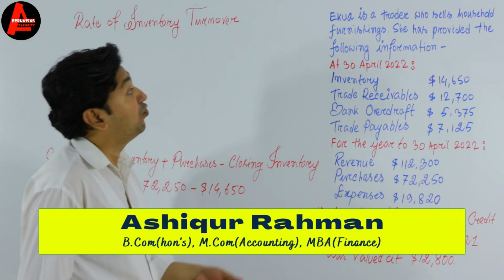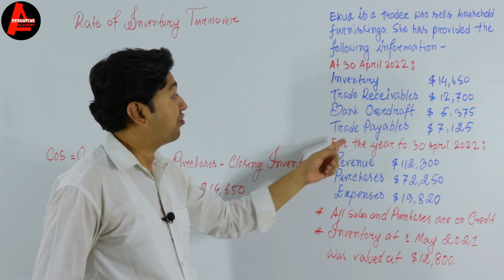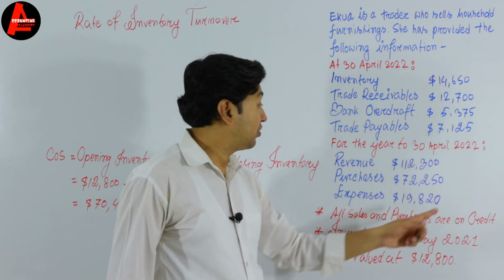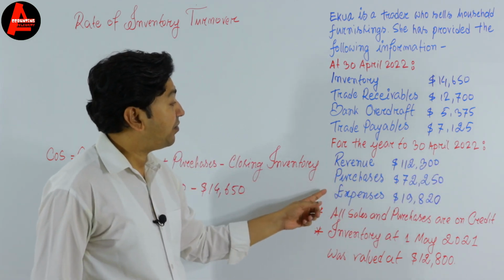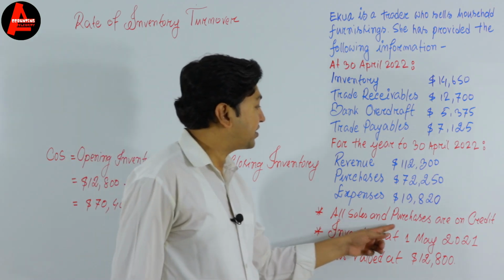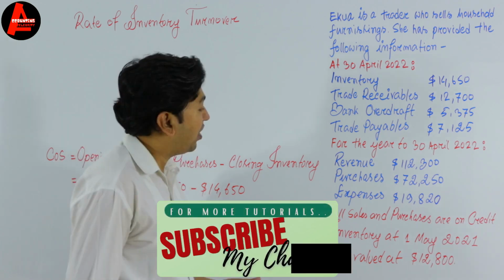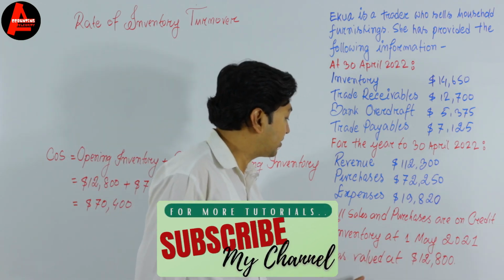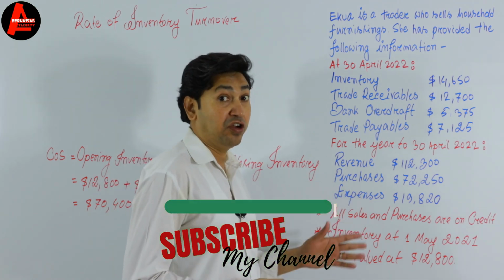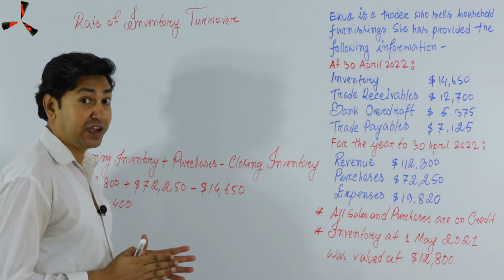Okay, so here what we have at 30 April 2022 is inventory, trade receivables, bank overdraft, and trade payables. Then here we have, for the year to 30 April 2022, revenue, purchases and expenses. Okay. Then we have two adjustments. All sales and purchases are on credit. Okay, that means there is no cash purchase or no cash sales. Then we have inventory at 1st May 2022 was valued at $12,800. So all the items here are not relevant to calculate rate of inventory turnover. Okay, we will just take the relevant items.